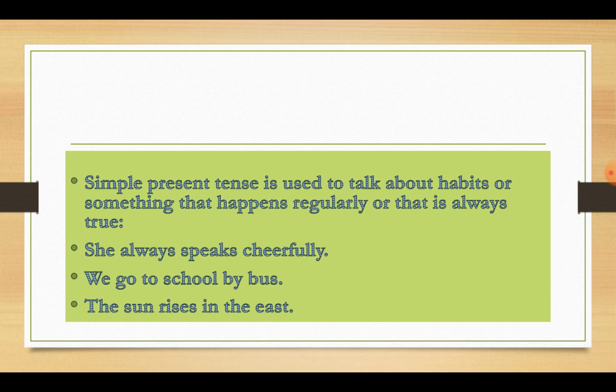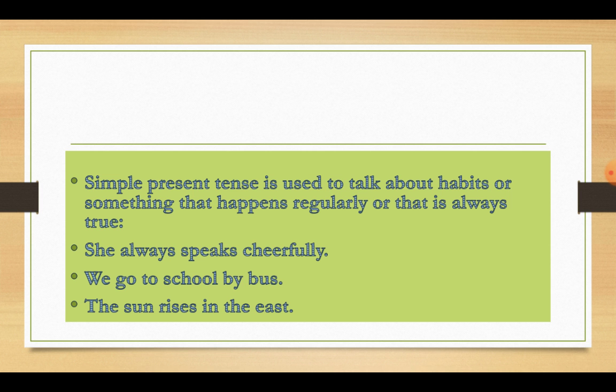She always speaks cheerfully. Speaks. Simple present tense. The first form of verb we are using here is speak. How does she talk? She speaks cheerfully. What is happening regularly? We go to school by bus. Simple present means we are using the first form of verb. So speak is first form, go is first form. We go to school by bus. Like regularly we go to school by bus.